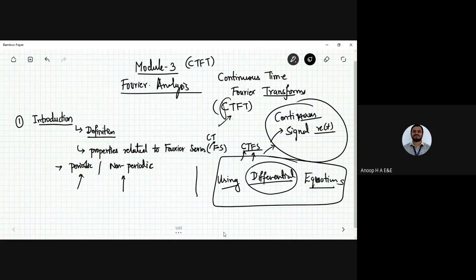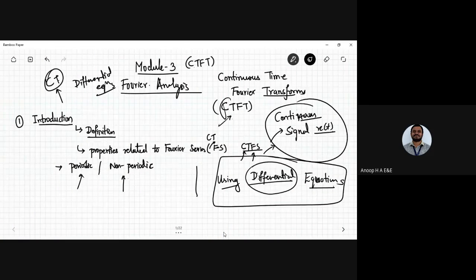If you have a continuous time system, which has a continuous time signal, it can be analyzed with the help of differential equations. That's how you are going to analyze a given continuous time system. We have already done the natural response and the forced response of the system, so it would be quite easy for every one of us to analyze the differential equations.